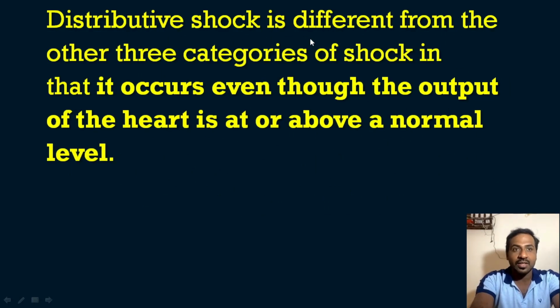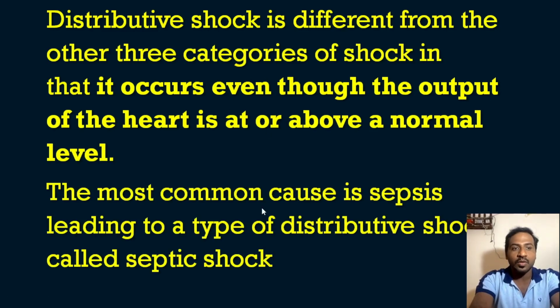Distributive shock is different from the other three categories of shock in that it occurs even though the output of the heart is at or above a normal level. So this was the question asked. The difference between distributive shock and the other types of shock is that the cardiac output is normal or above normal. The most common cause is sepsis, an infection leading to a type of distributive shock known as septic shock, a very common example in which the cardiac output will not be affected.